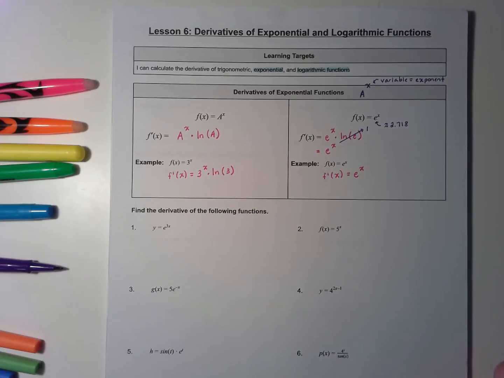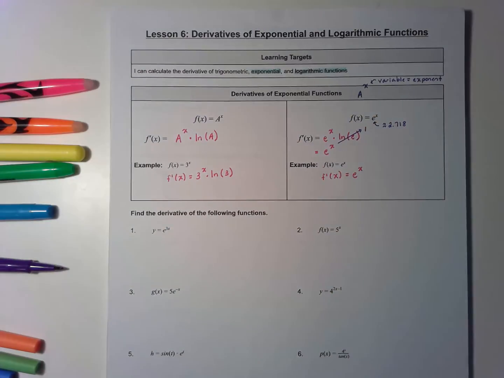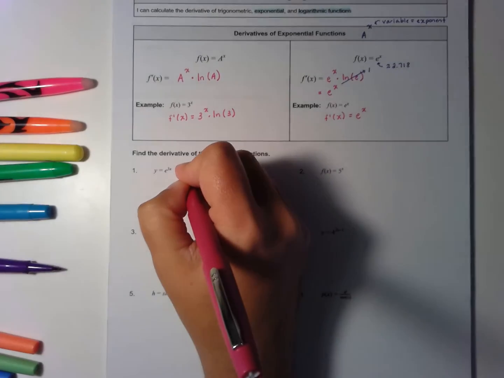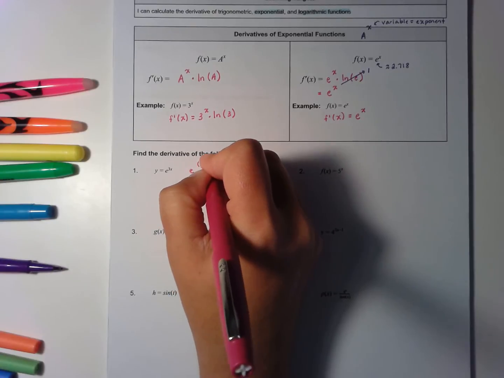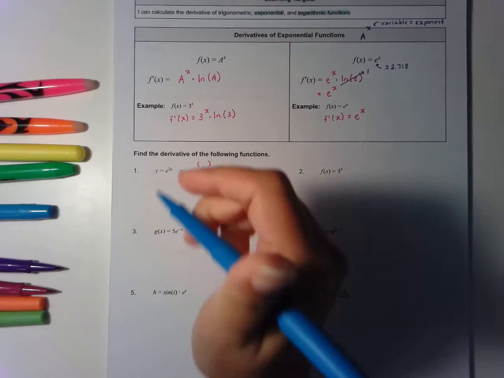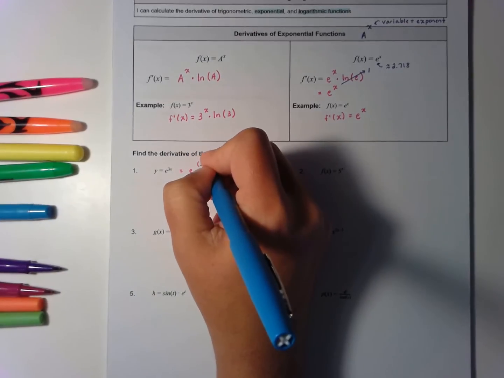Let's do a few example problems so that we can see how this might work with a combination of product rule, quotient rule, and chain rule, in addition to this new exponential rule. For problem number 1, I think it's important to realize that this is a chain rule question. The outside function is e to the something, and the inside function here would be 3x instead of just x.